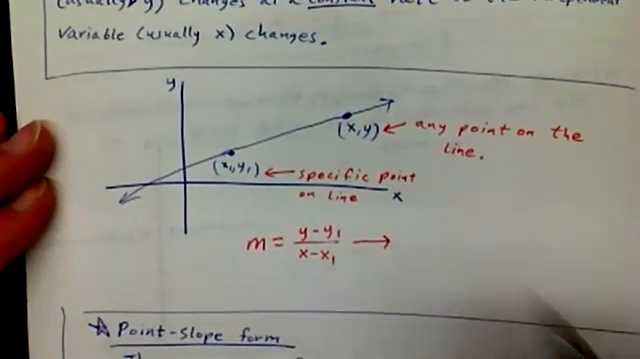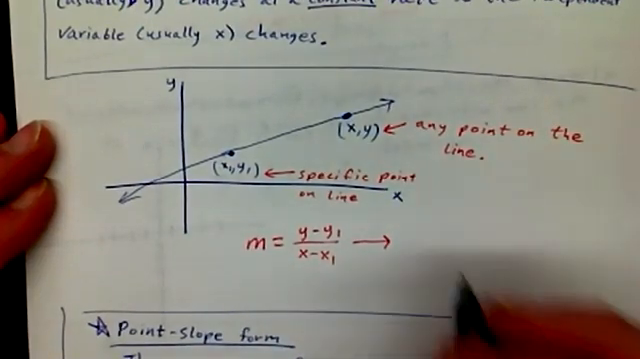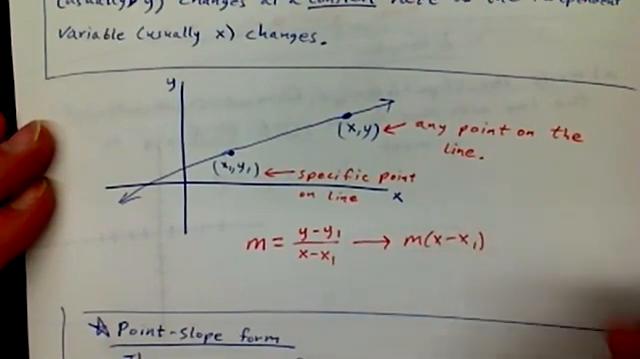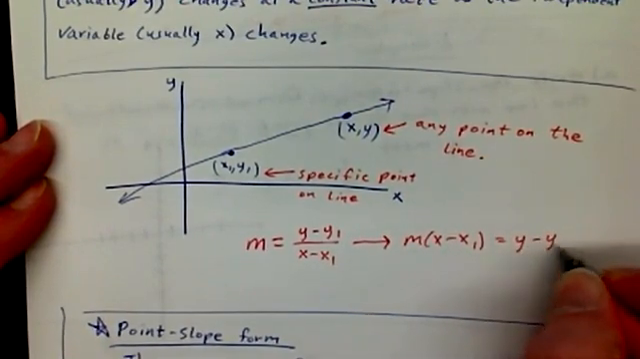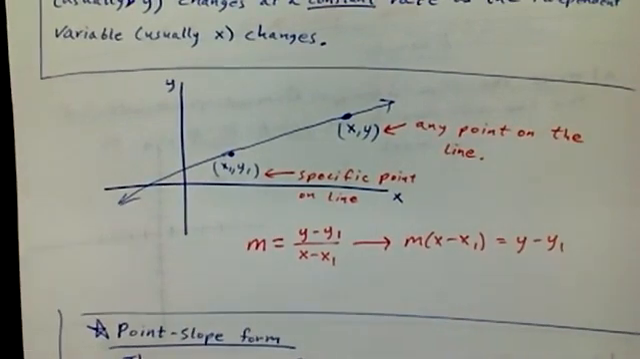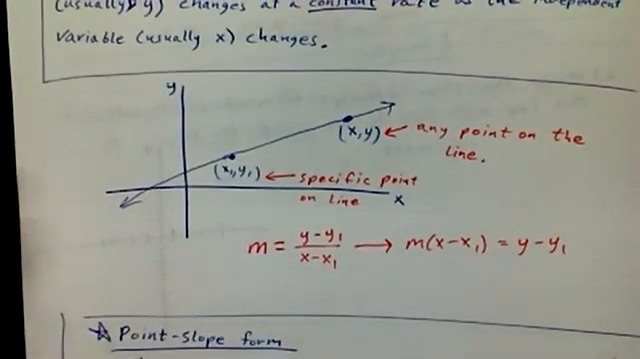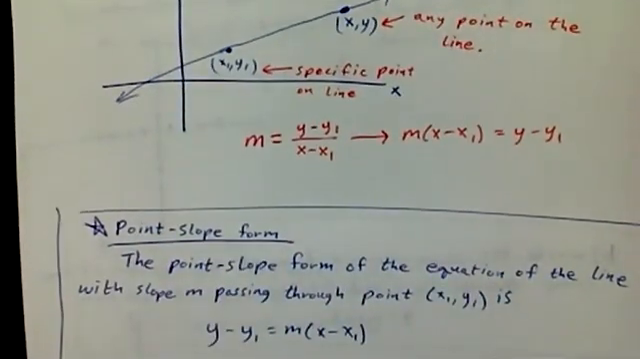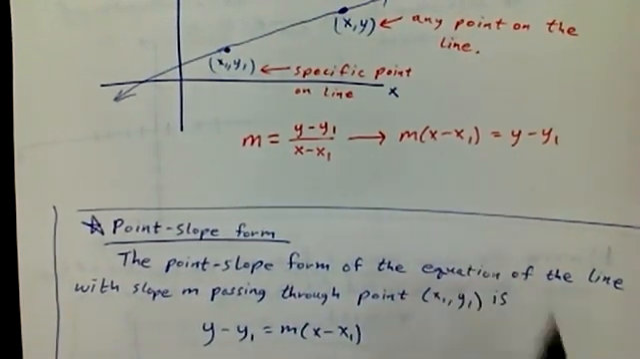Notice we can rearrange this equation and we can get m times x minus x1 is equal to y minus y1. All I did was multiply both sides by x minus x1. Now going down here to point slope form, the point slope form of the equation of the line with slope m passing through the point x1, y1 is that same thing that I just wrote down.